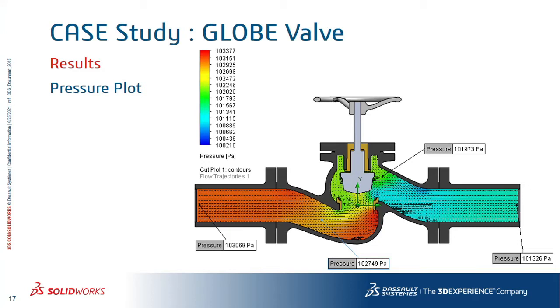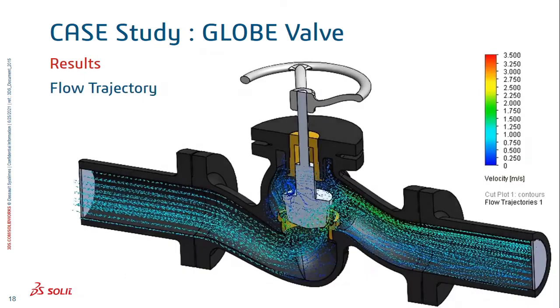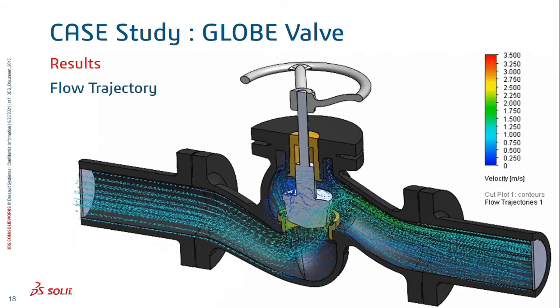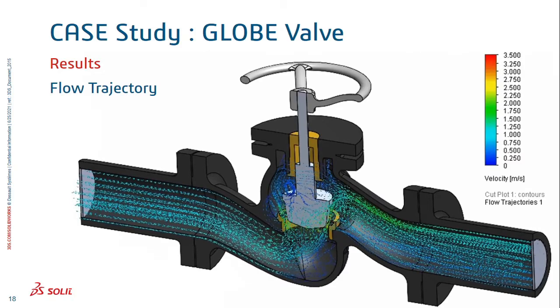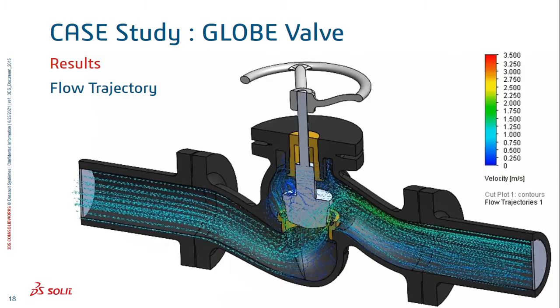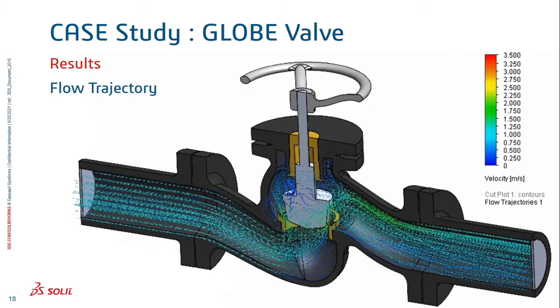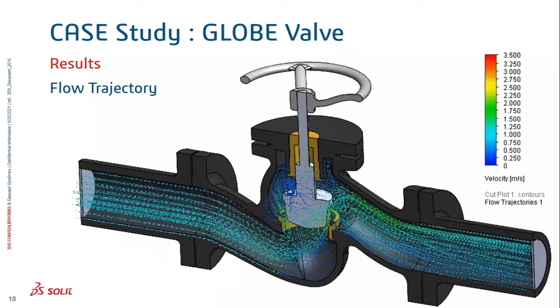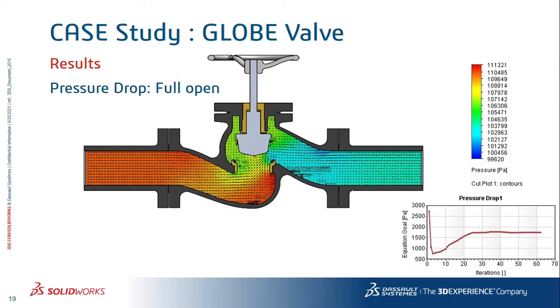So these are a few post-processing results, right? For the full open condition, these are the pressure values. You can even plot flow trajectories, which will dynamically show you the flow pattern of your fluid. In this case, it is water inside the cavity, and how it is behaving. And this is the value of my pressure drop. You can get all the post-processing in the form of charts as well.